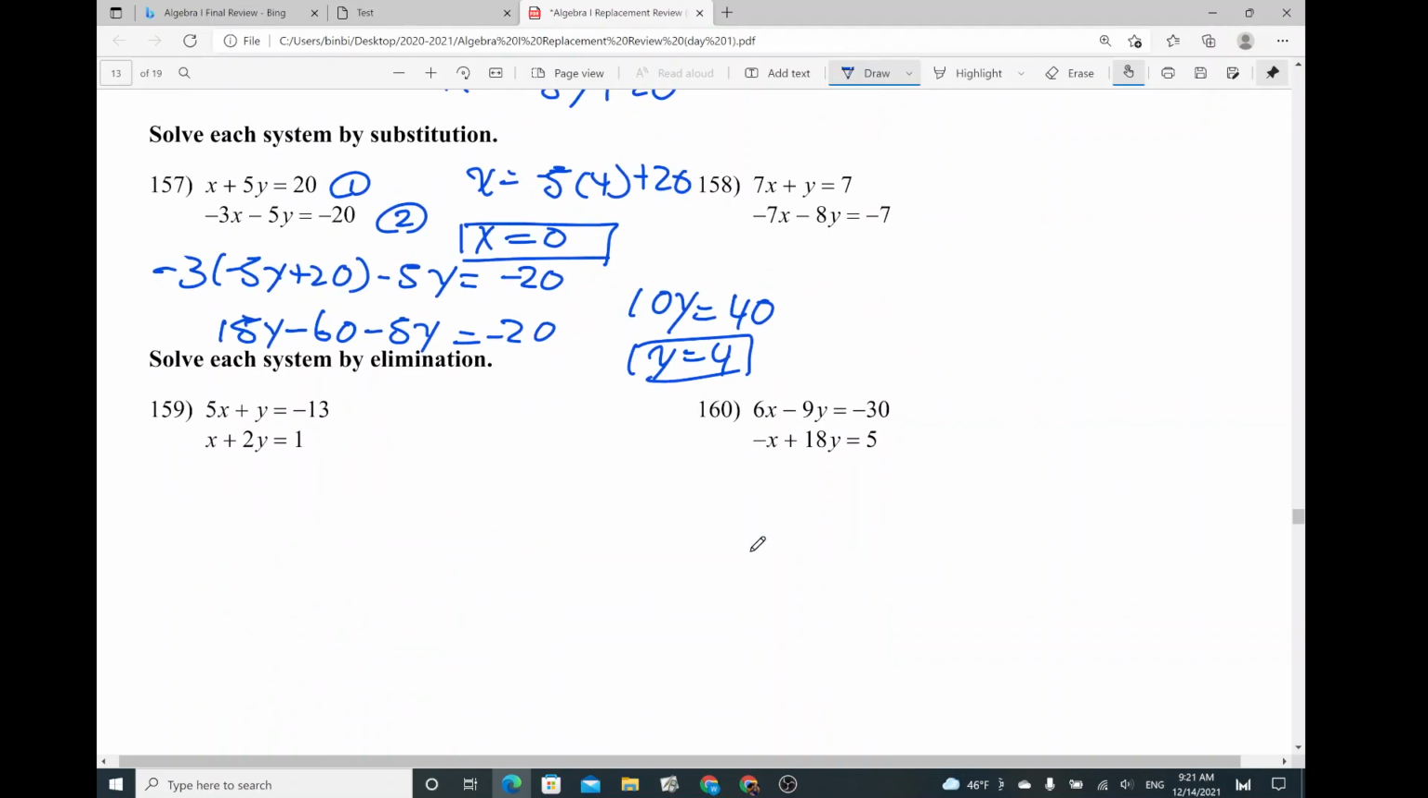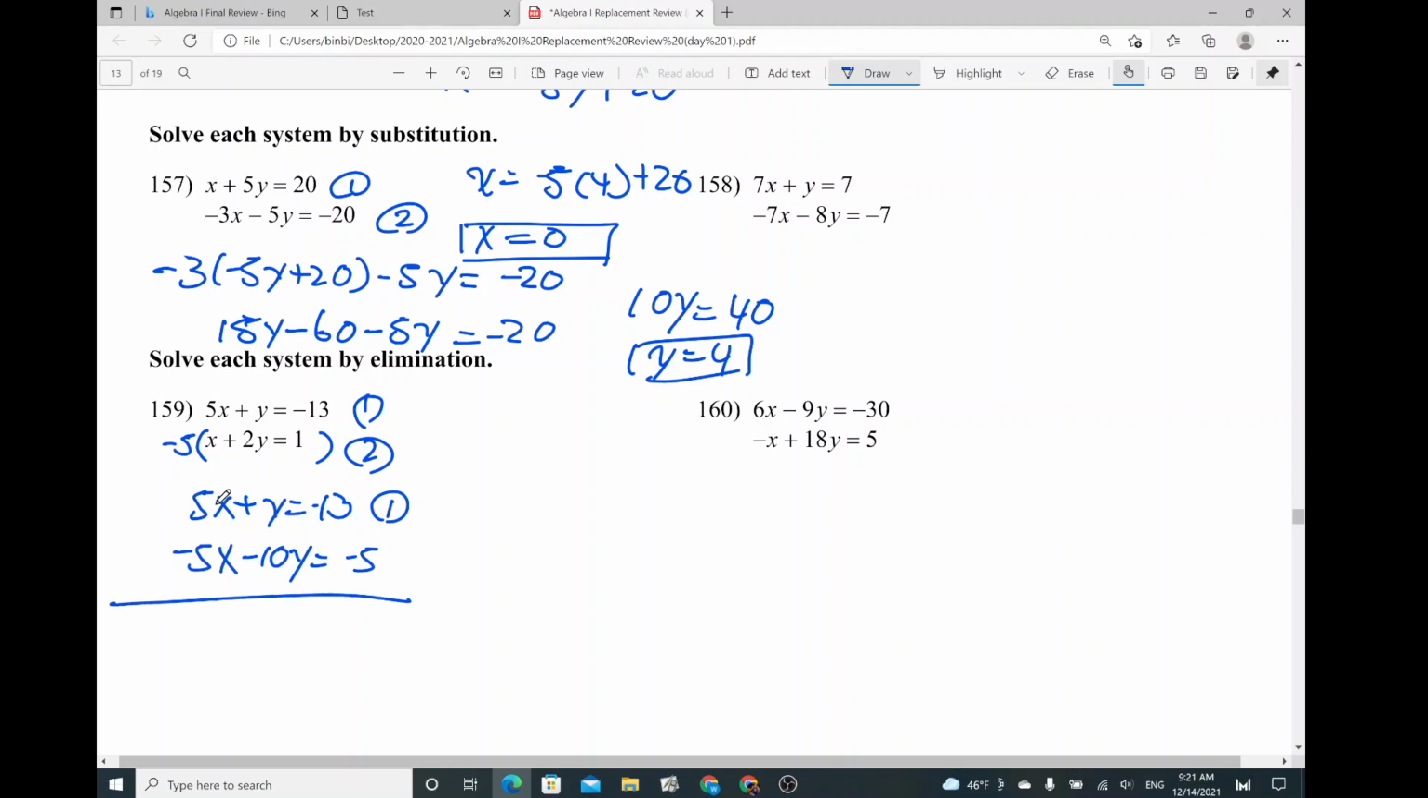Elimination. Elimination means you want to come up with the exact same coefficient for a variable. So like this one, multiply the second equation by negative 5. So we have 5x plus y equals negative 13. That's just rewriting the first equation. The second equation right here turns out to be negative 5x minus 10y, which equals negative 5.